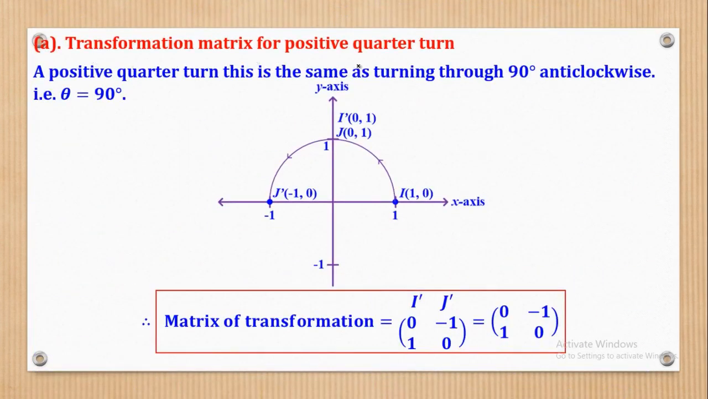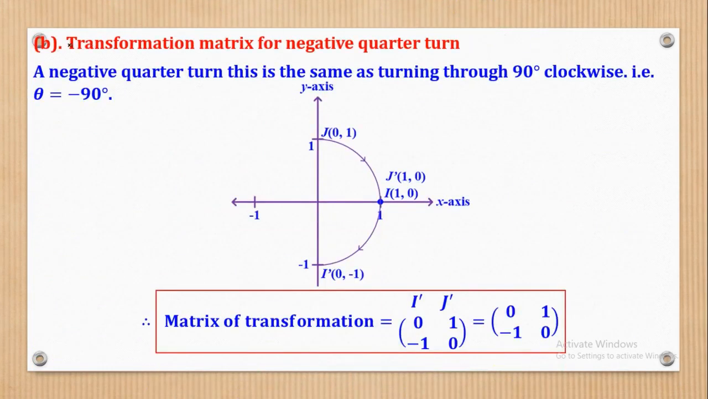So for positive quarter turn, this is point I and this is point J. Positive quarter turn means anti-clockwise. So from here, 90 degrees is from here up to here. That is why there is I prime here. And for this object, 90 degrees anti-clockwise is that, and that will be the image for J. Therefore, write I prime J prime in matrix form, and that will be the matrix they want. Then for negative quarter turn, for this object here, the image will be there, and for this object, the image will be here. So write in matrix form, and that will be the matrix of transformation.